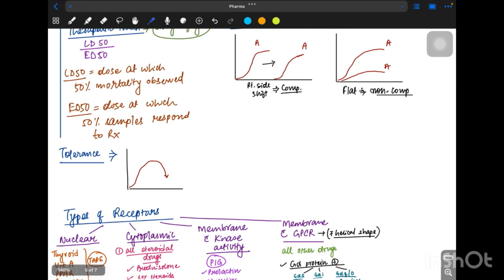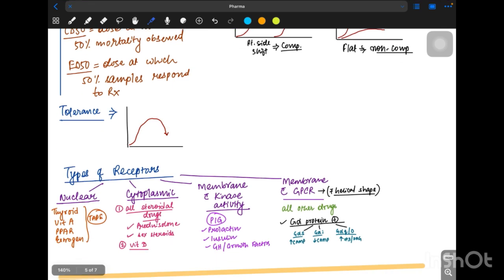Now coming to another concept which is known as tolerance. In the drug response you can understand, first the drug was responding well, but after taking for a long period of time it has gone down, so the patient is now tolerant to the drug.